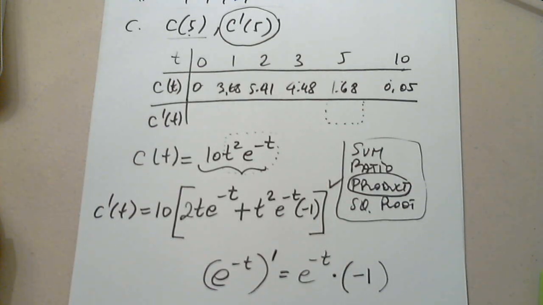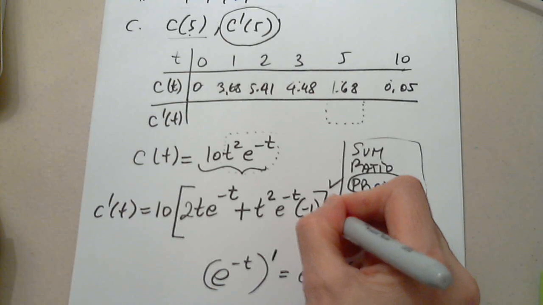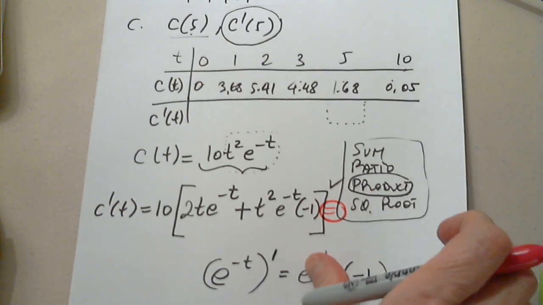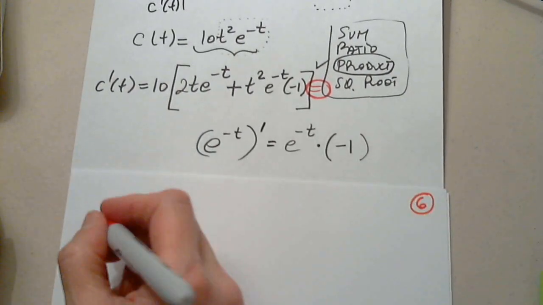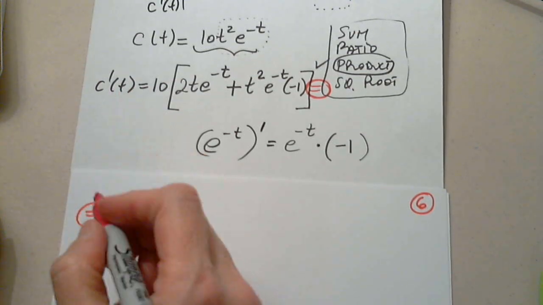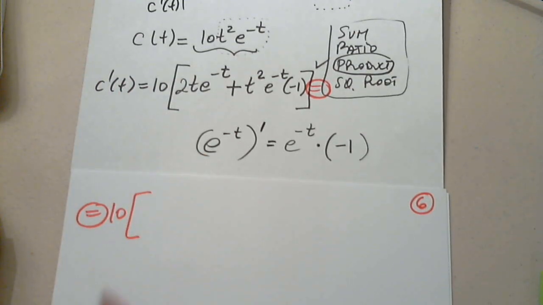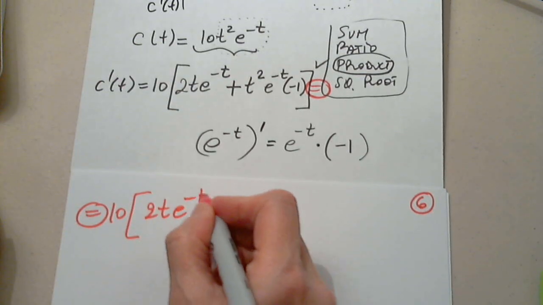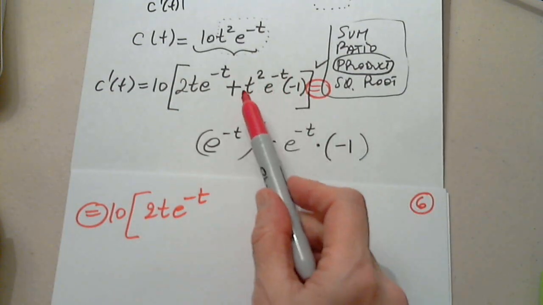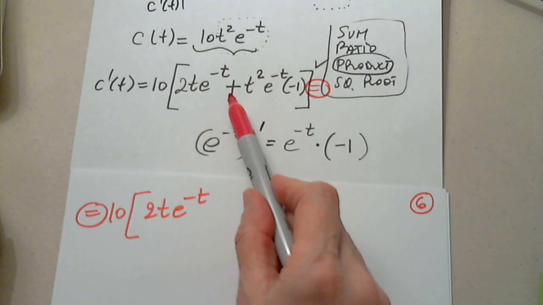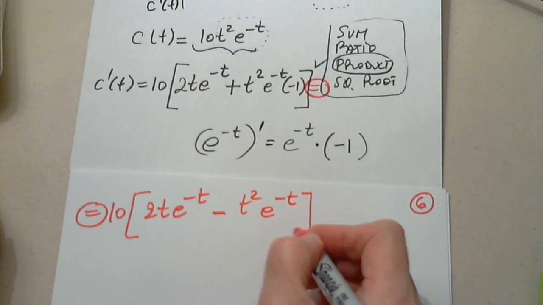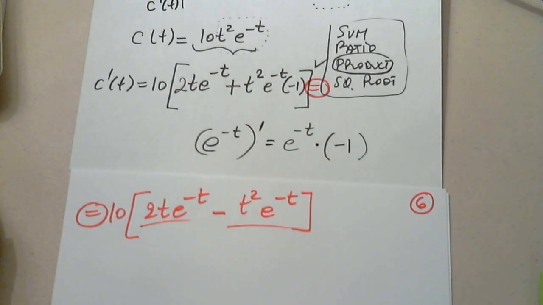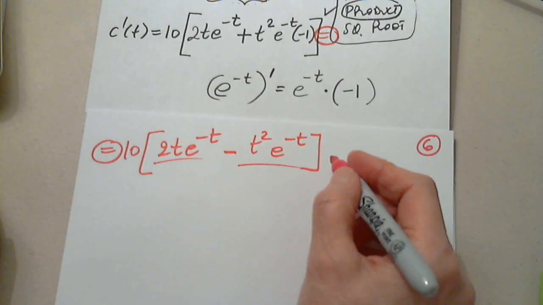Good. You know me, lazy people do this and jump over the rest because they don't want to write it again. So we're jumping right here. 10 stays outside waiting patiently. 2t e to negative t. But now I have to replace, because I'm multiplying +1 by -1, so I have negative t squared e to negative t. Is there anything I can pull out from those two?